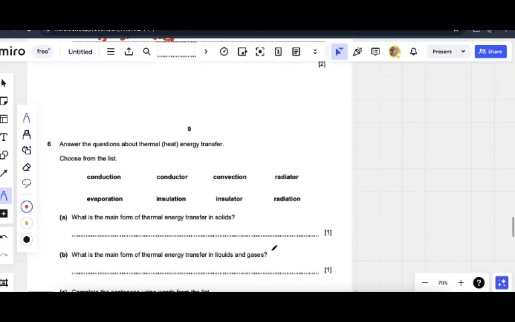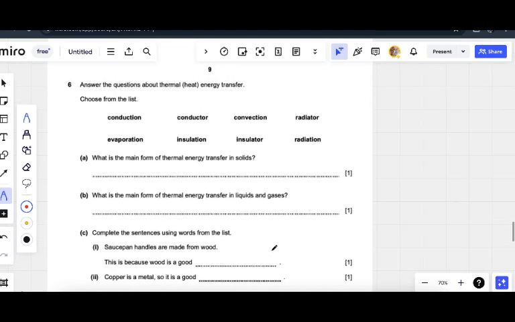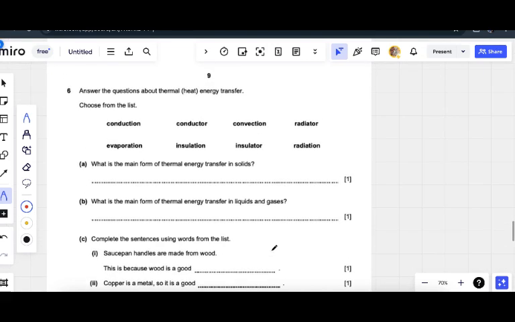So we move on. Now we're in question 6. Answer the questions about thermal, which means heat, or heat energy transfer. Choose from the list. What is the main form of thermal energy transfer in solids? In solids it is conduction. There are 3 methods of heat transfer: conduction, convection, and radiation.